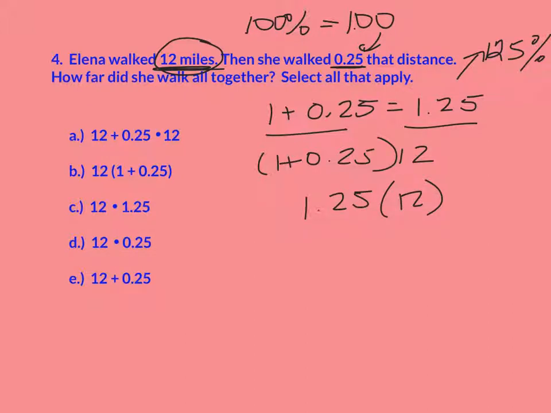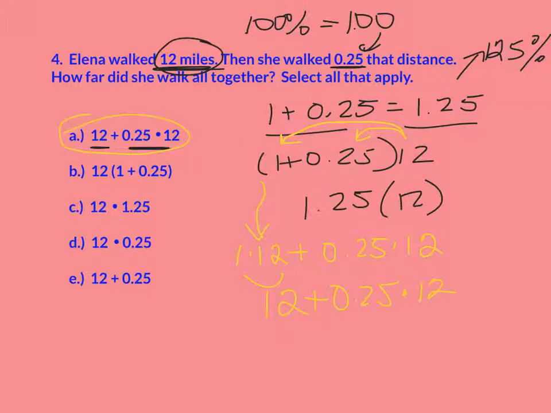Let's see what else we could have. So 12 plus 0.25 times 12. Well, if I use my distributive property, here it is. Don't forget to do that. If I multiply that, I'd have 1 times 12 plus 0.25 times 12. 1 times 12 is 12 plus 0.25 times 12. Look at that. There's A.